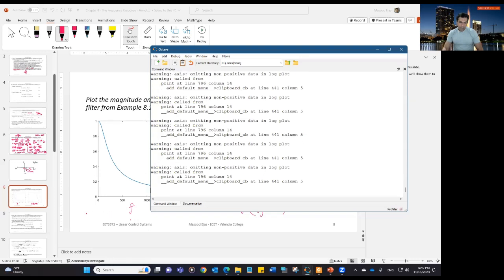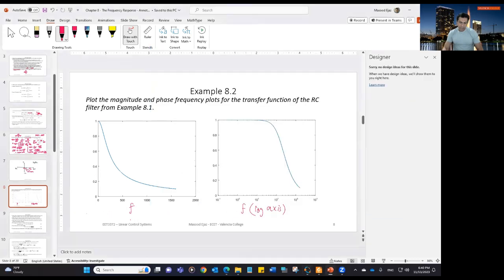And likewise, you can do the phase plot as well using the angle. We already did the angle, and that is going to give you the phase plot as well.